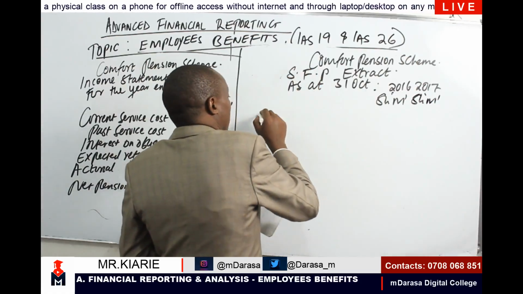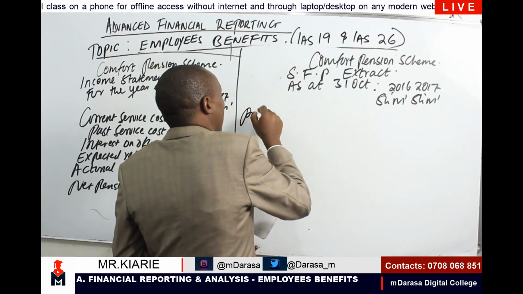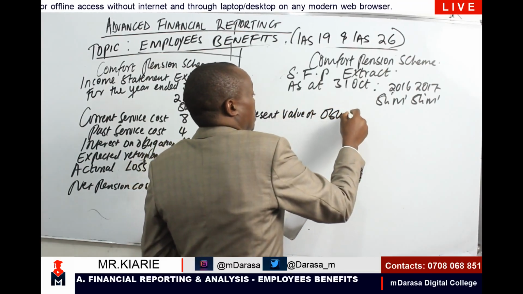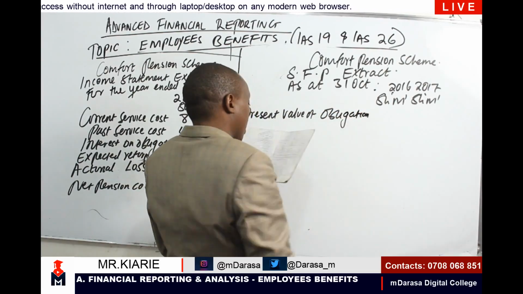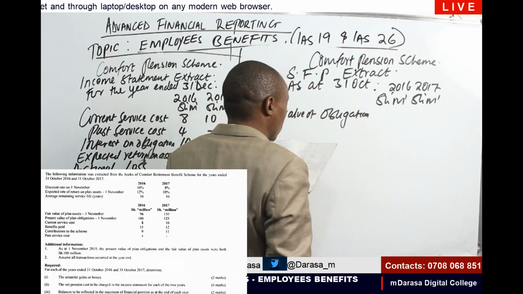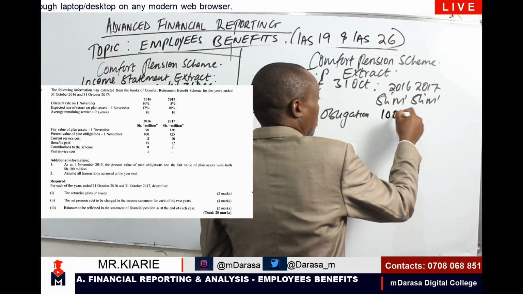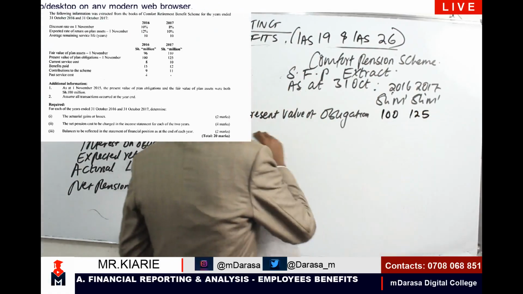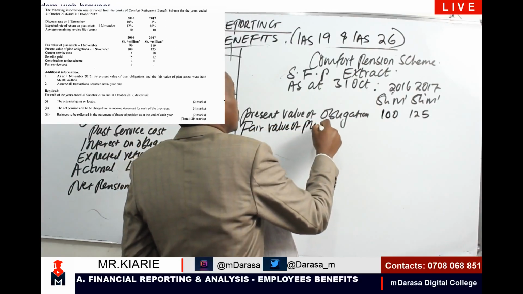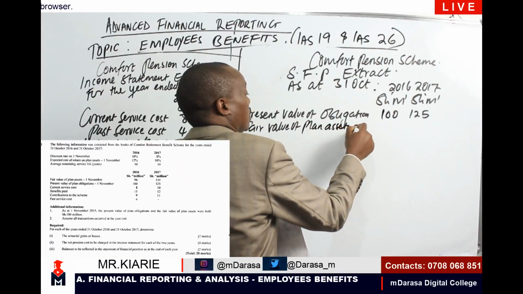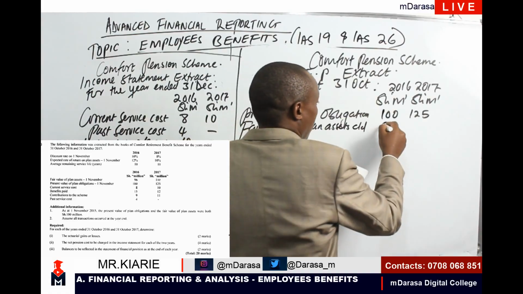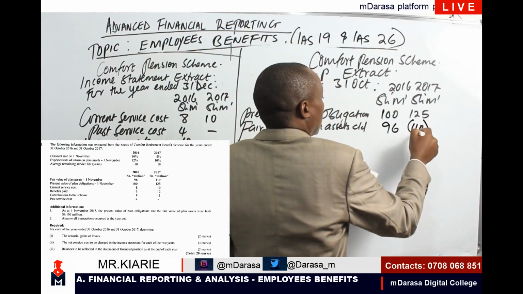So, present value of plan obligation, carried down, I can see the figure is 100 and 125 respectively. Fair value of plan assets, carried down, the figures are 96 and 110 respectively.